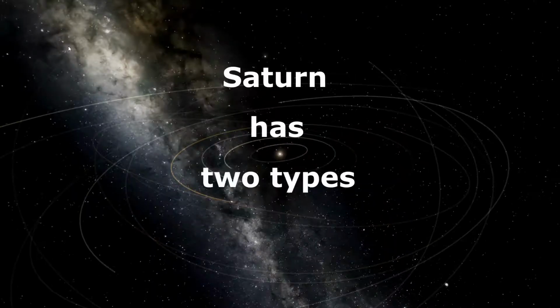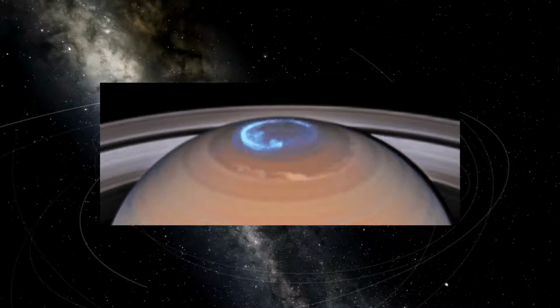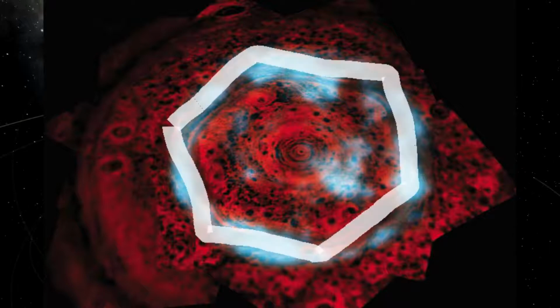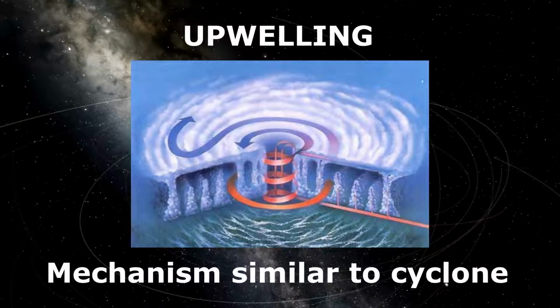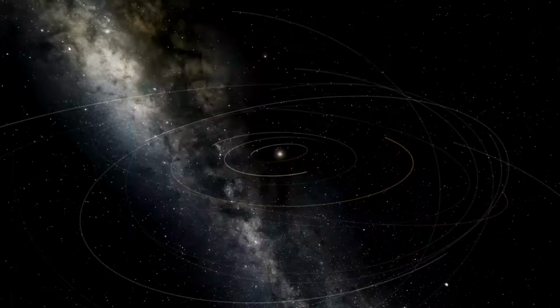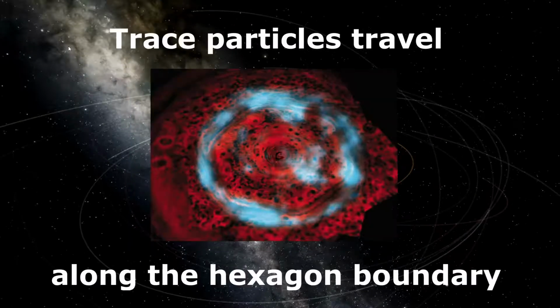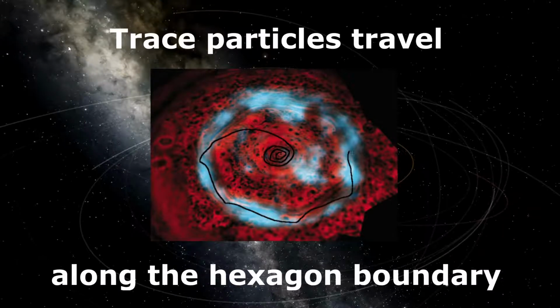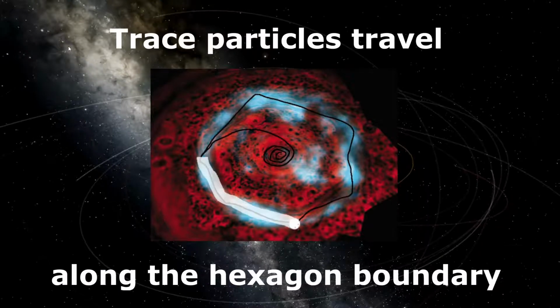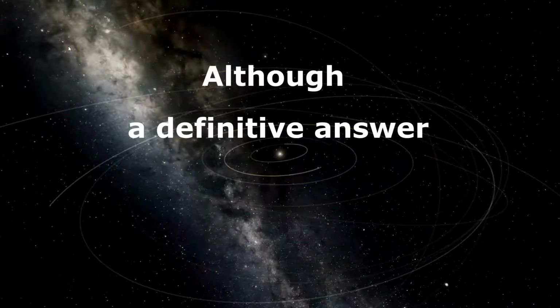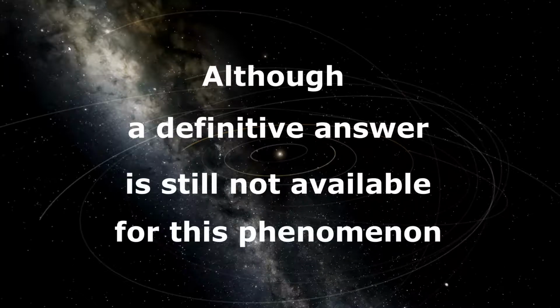Saturn has two types of aurora, the normal ones and ones in the shape of the hexagon. The hexagon-shaped aurora stretches along the hexagon boundary and has an abnormal spectral image. This is a result of upwelling, an accumulation of particles from the deeper troposphere caused by the jet. Upwelled particles give critical data about the interior of Saturn. The trace particles from the lower troposphere get excited around the jet and travel along the boundary. This results in the hexagonal aurora, although a definitive answer is still not available for this phenomenon.